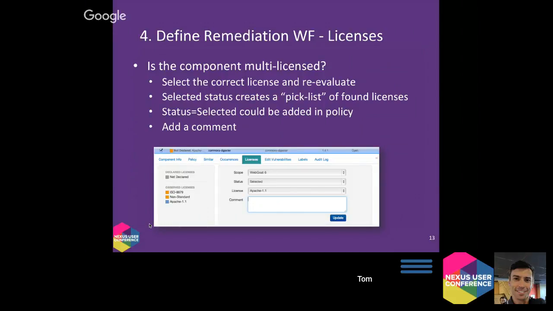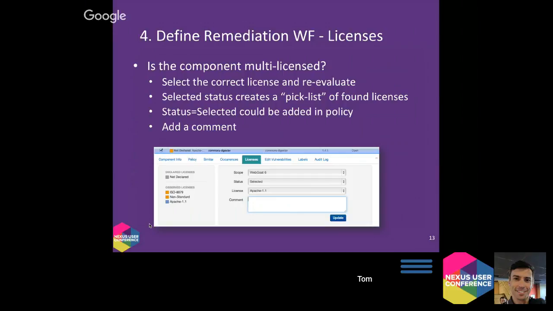So, one of the things to consider when you're analyzing licenses is whether the component is multi-license. If so, maybe it's a matter of selecting the correct license, or basically understanding what is driving the multiple licenses. Maybe it can be used in certain circumstances, and in others it can't be. There's a risk to using it in certain circumstances.